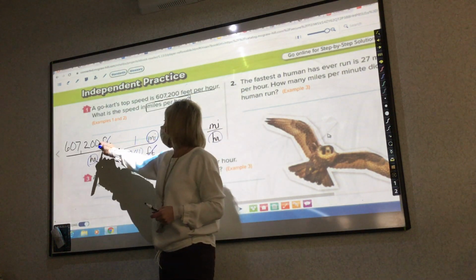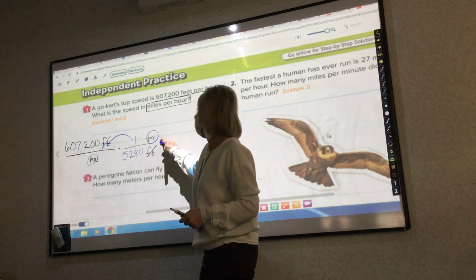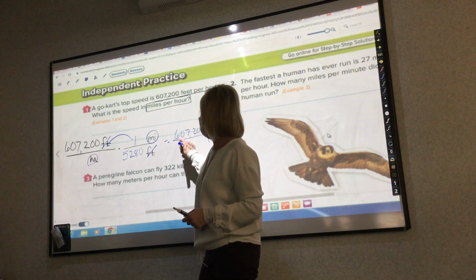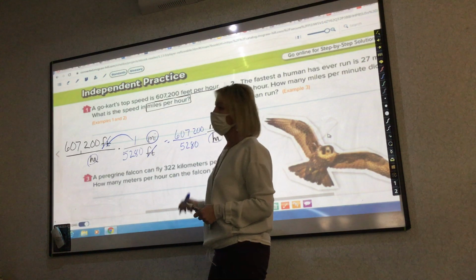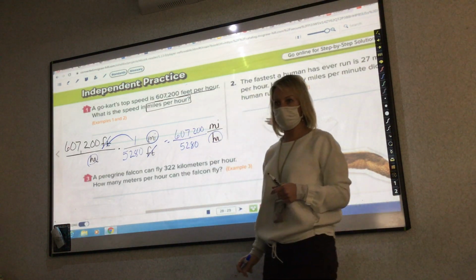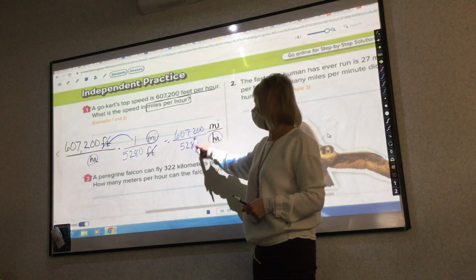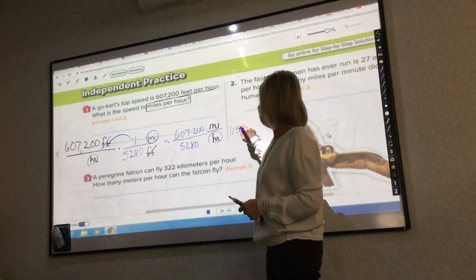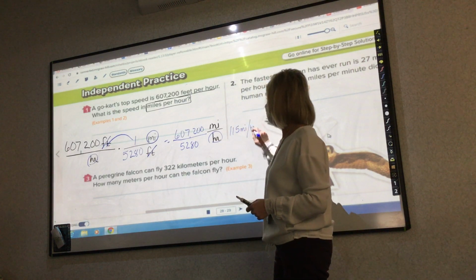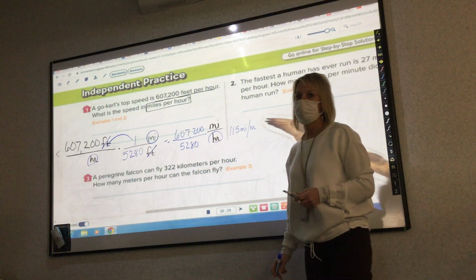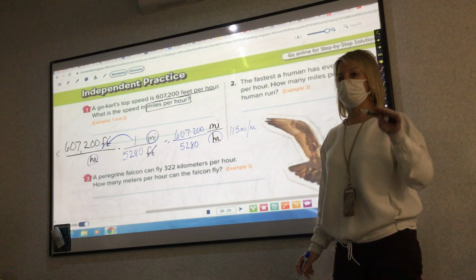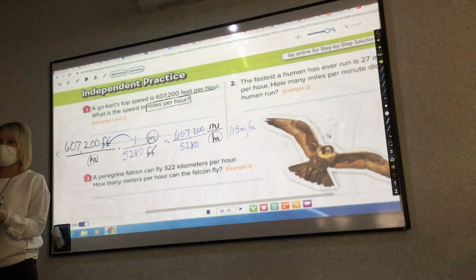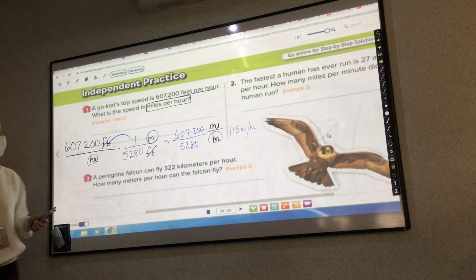Then I just do 607,200 times 1, over 5,280. What type of problem is this that I'll put in my calculator? Division. So once I put that in my calculator, what is my answer? 115 miles per hour. So then you have 115 miles per hour, and you have to have the label. How do you clear it? It should be the AC button. All clear. It's a red button. Okay, I figured it out. All right, number 2.